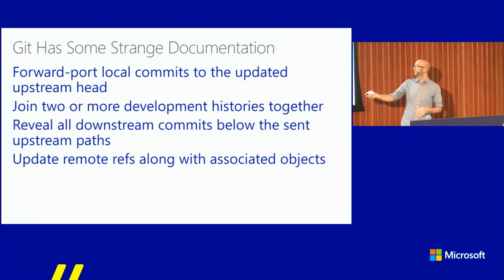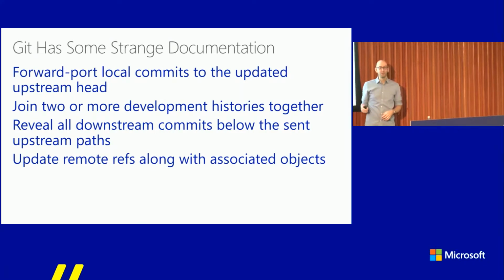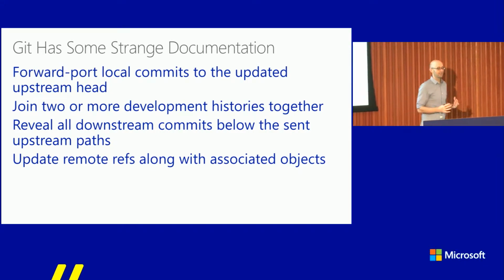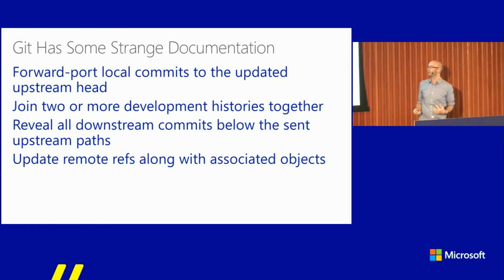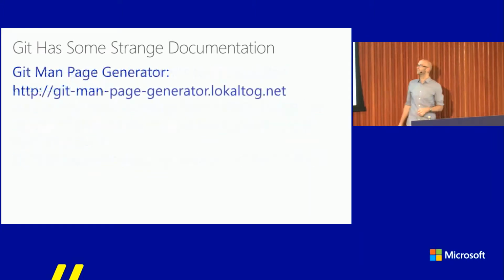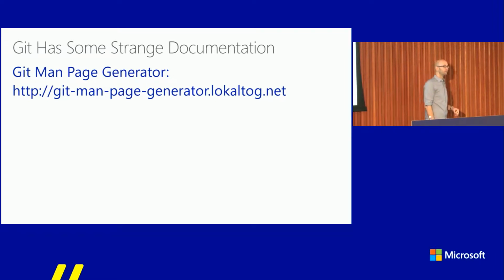It turns out that I think it's the third one, reveal all downstream commits below the sent upstream paths. I think that's the fake one. I think that doesn't make any sense, but it should give you an idea of the quality of Git's documentation, that even I don't know that to be true. It was a little while since I made the slides. So check out the Git man page generator. It's a lot of fun.